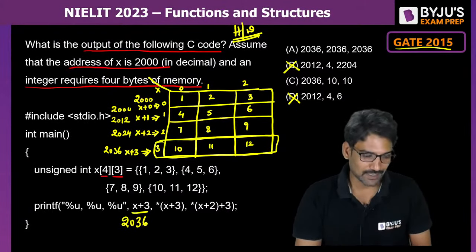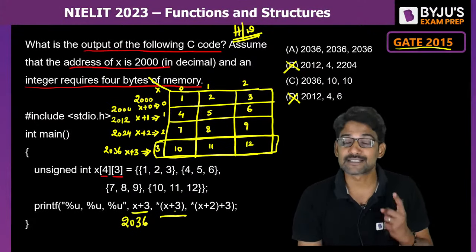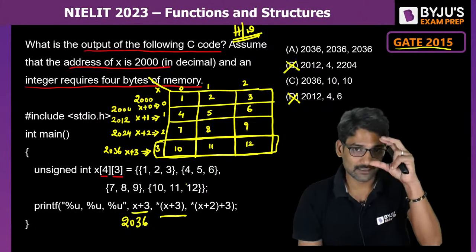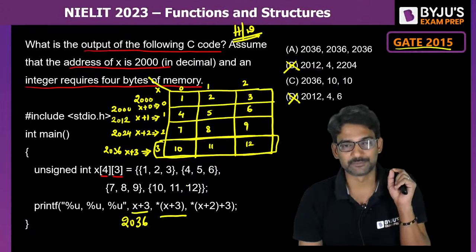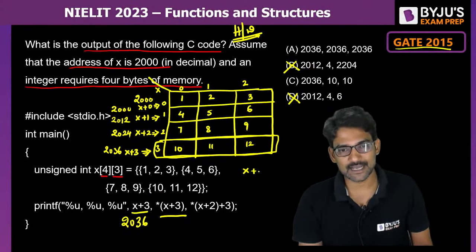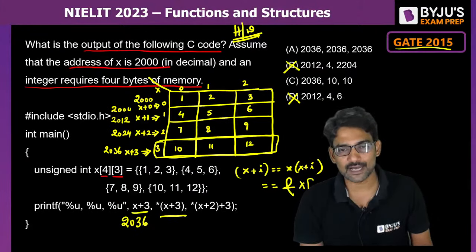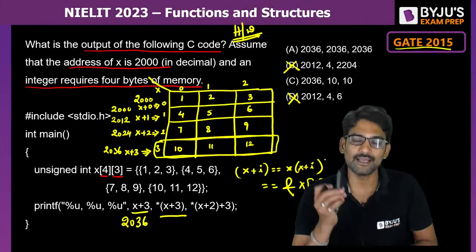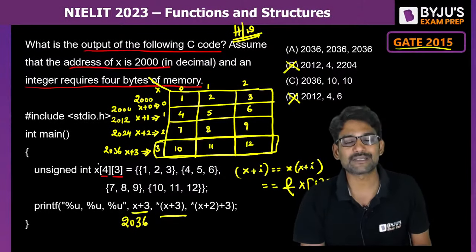Now what is star X plus 3? Yesterday, if you remember, I gave a consolidated formula sheet for you. X plus I is equal to star of X plus I. This will give the address of the ith row. If you go through that, I have given this. So what is star of X plus I?